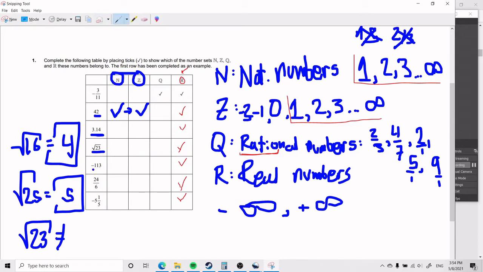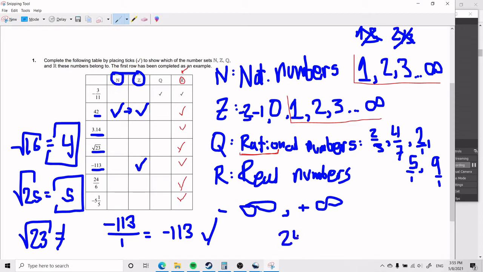Moving on, negative 113. First things first, it's a negative, so it's not going to be a natural number. But is it an integer? It is an integer because we're dealing with a whole number. Negative 113 can be written as negative 113 over 1. These numbers are the same, so this would be an integer.